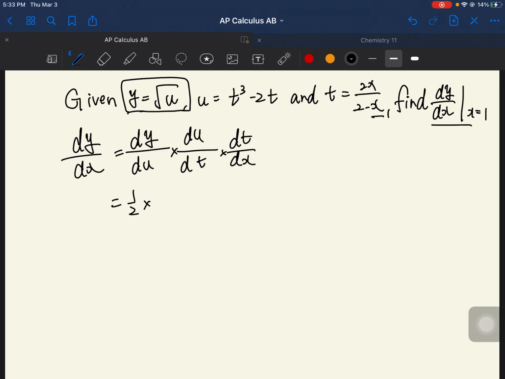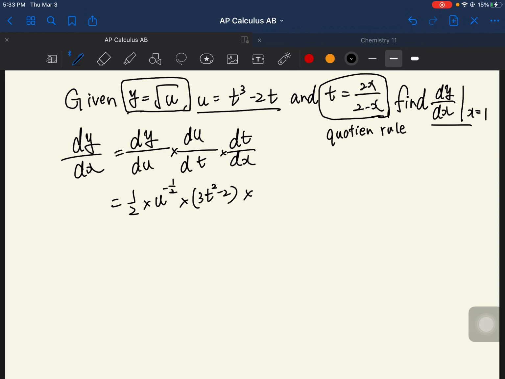dy/du is the derivative of this function with respect to u, which is 1 over 2 times u to the power of negative half, times du/dt, which is the derivative of this function, 3t squared minus 2, times the derivative of this function. It's a little bit complicated because you have to use the quotient rule. If you have no idea about the quotient rule, please check out my previous video. So let me just find the dt/dx, let me just solve it.